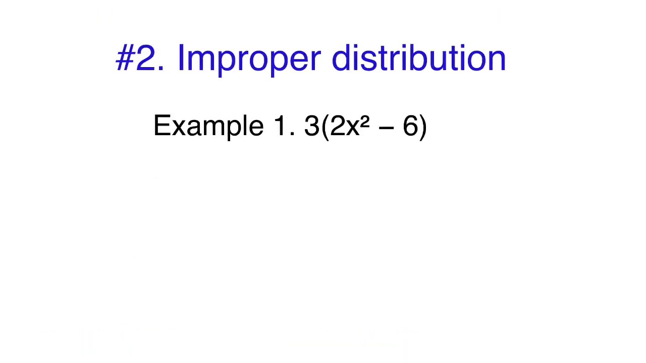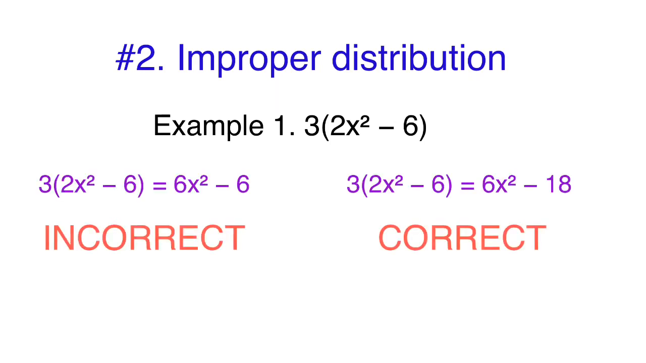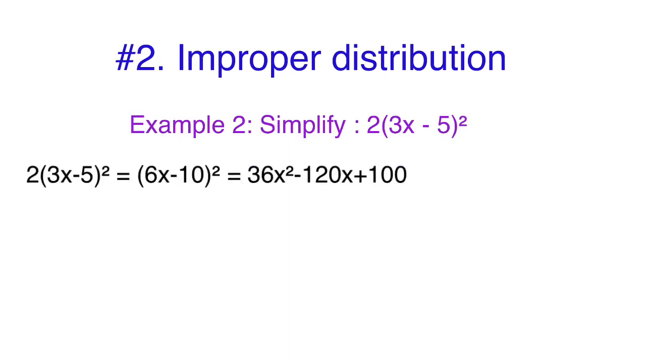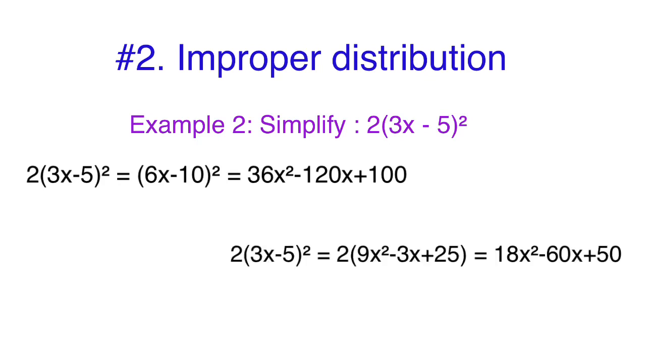In improper distribution, here the question is 3 multiplied by 2x square minus 6. But students usually do 3 multiplied by 2x square minus 6 is equal to 6x square minus 6, which is incorrect. The correct form is 3 multiplied by 2x square minus 6 is 6x square minus 18. Now in the next example, 2 multiplied by 3x minus 5x whole square, students commit mistakes as 36x square minus 120x plus 100, but the correct form is 18x square minus 60x plus 50.